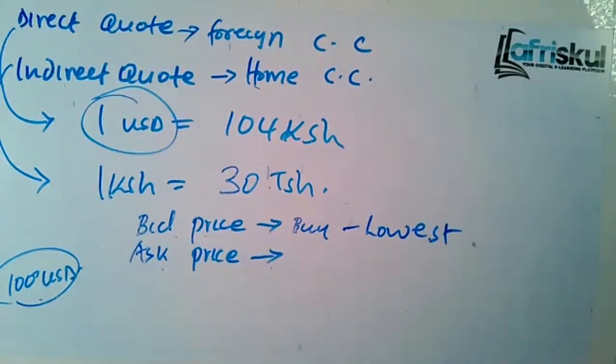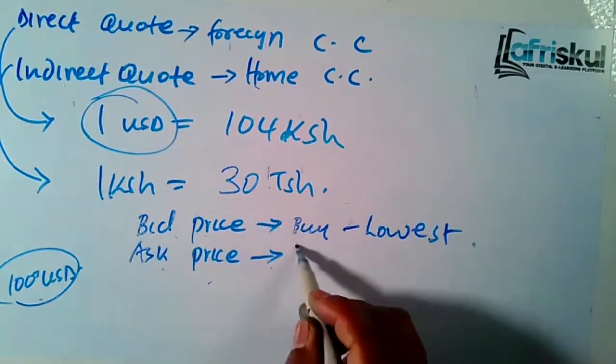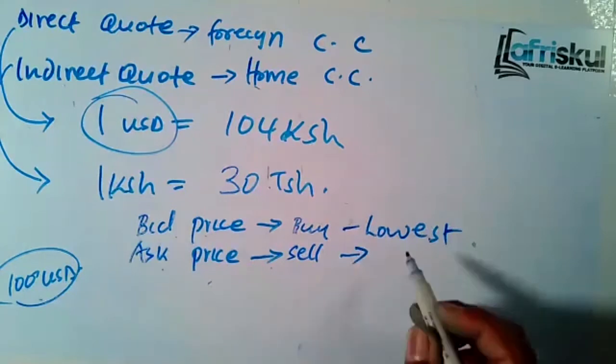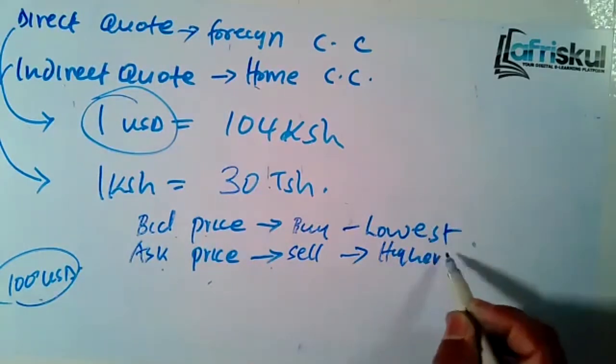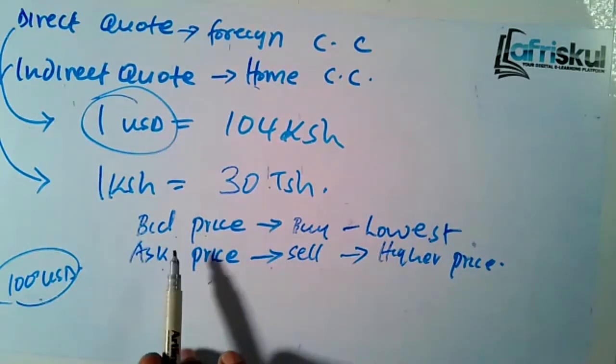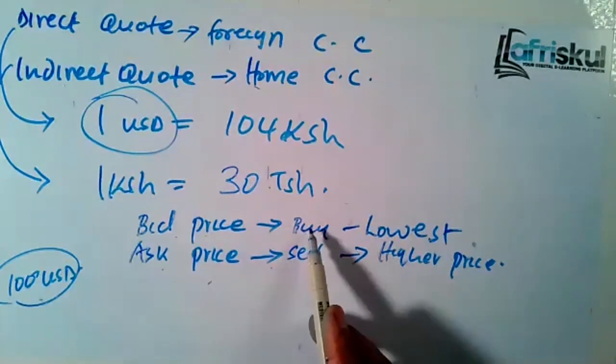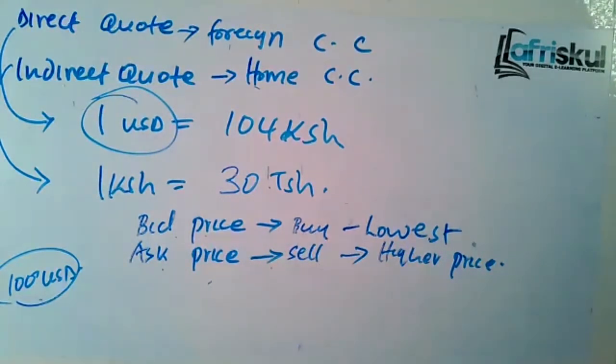Then, if you are the one buying, the bank will sell to you. That's what you call the ask price. They'll sell to you at a higher price. Can you get that? Bid price is always the lowest. Ask price is always the highest, because the bank is there to make the profit. So if you bring the amount for them to exchange, they'll exchange at the lowest rate for them. But if you want to buy, they'll sell to you at the highest rate.